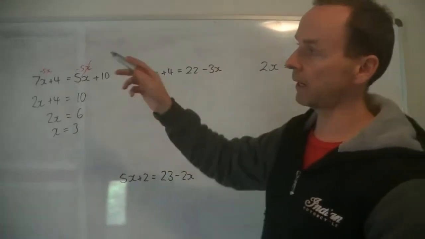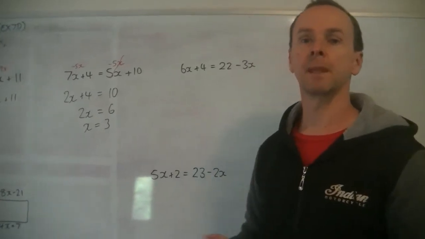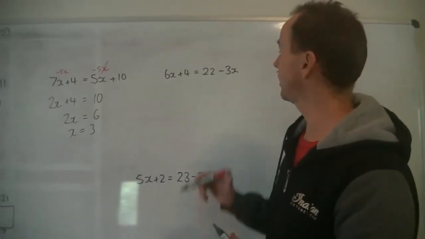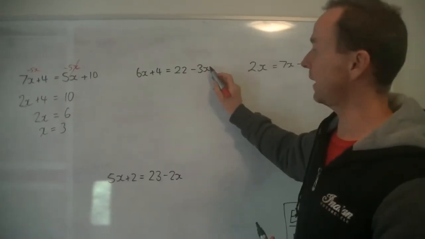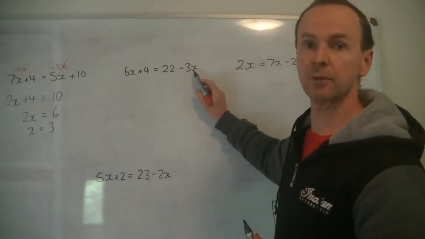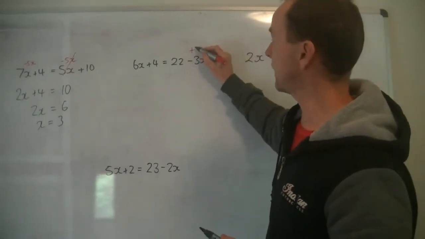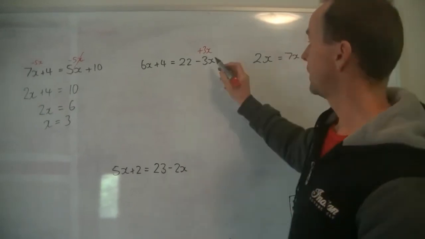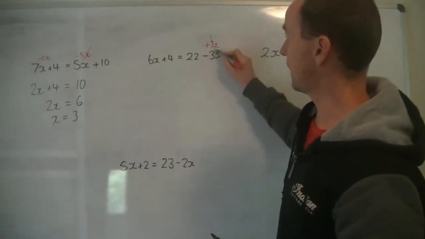The reason why in my sentence over there I didn't say subtract the lowest value or whatever, I said get rid of the lowest value, is because if it's a negative here, we don't subtract it. How do I get rid of negative 3x? What's the opposite of that? It's plus 3x. And this is where a lot of people make a mistake. So you've got a plus 3x and they'll cancel.